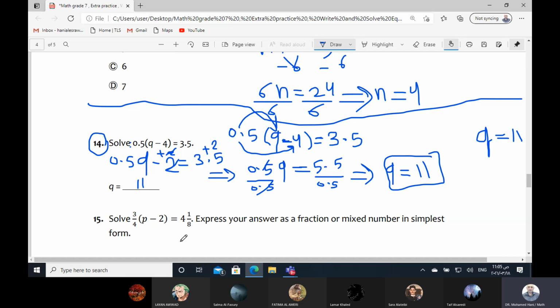Right. Number 15, solve 3 over 4 times parentheses p minus 2 equals 4 and 1 over 8. Express your answer as a fraction or mixed number in simplest form. Start, please.